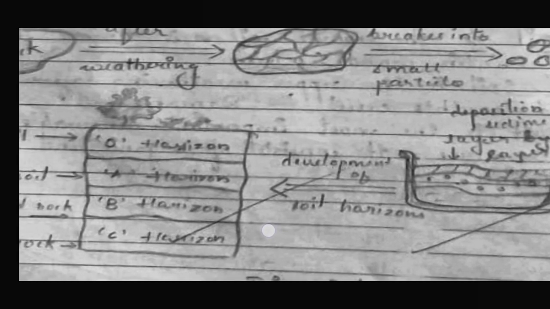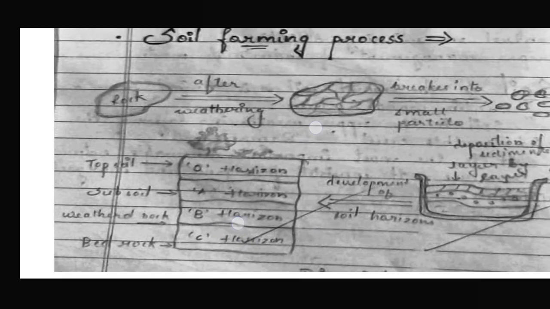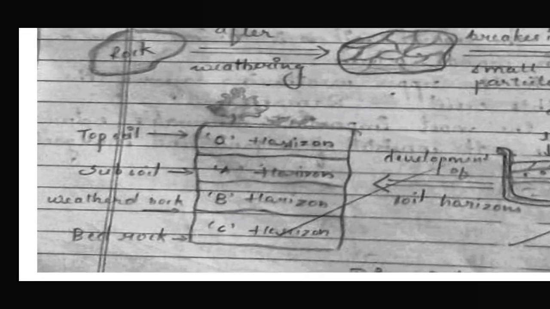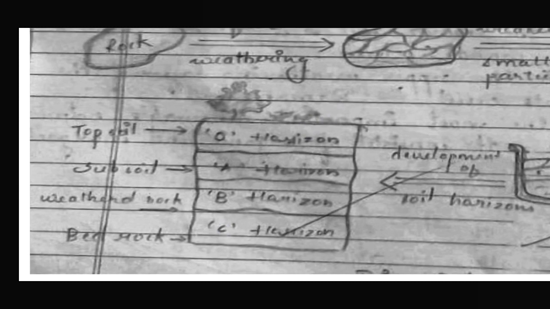these sediments are converted into rock. This one. Take a look. How many layers are present? O, A, B and C. Four layers are present. But remember one thing, these four layers are not available in each and every soil.